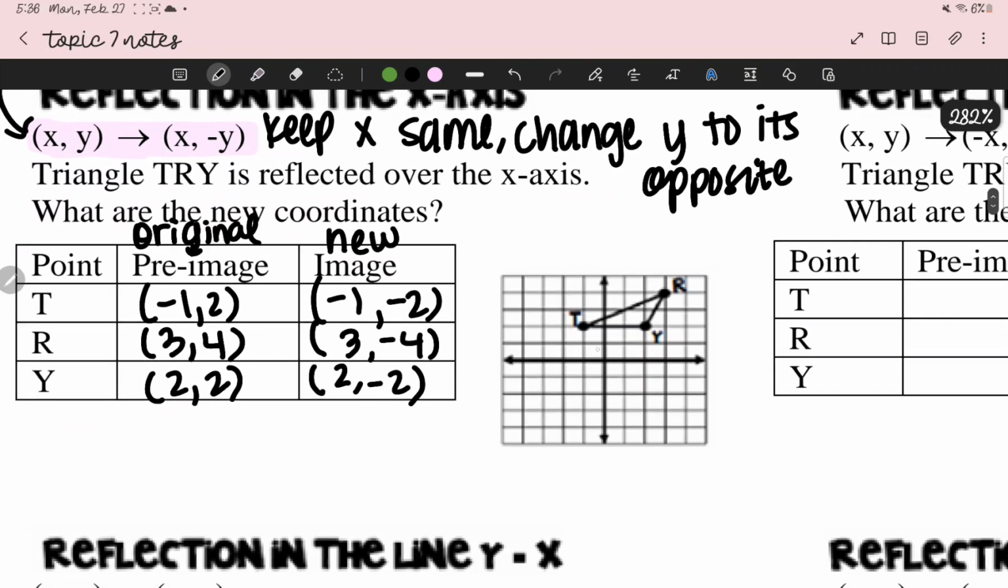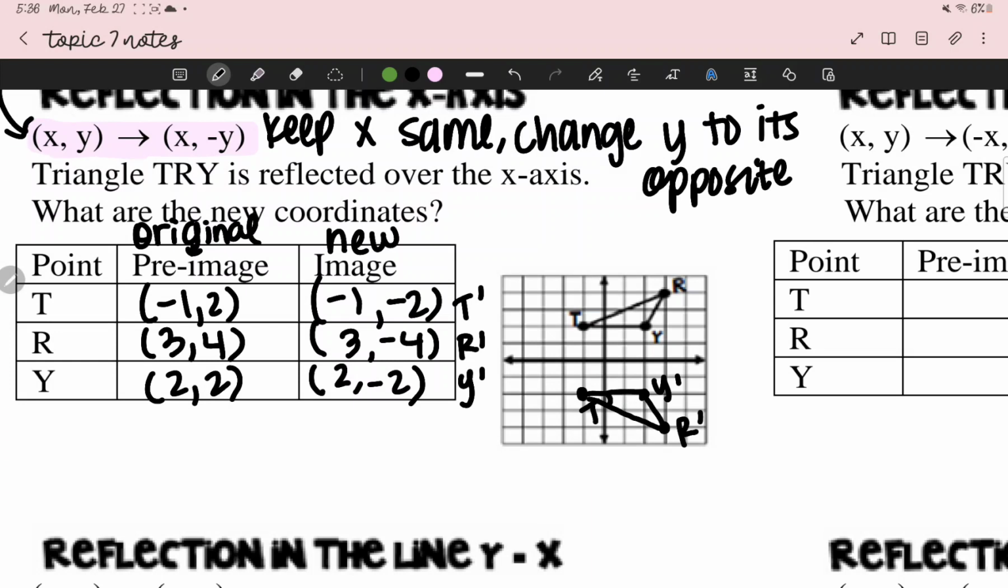So we would have -1, -2 is our T prime, and we call it prime when we have the new locations. It just literally signifies that it's a new location. 3, -4 is R prime, and then 2, -2 is our Y prime. We're going to go ahead and connect those points.